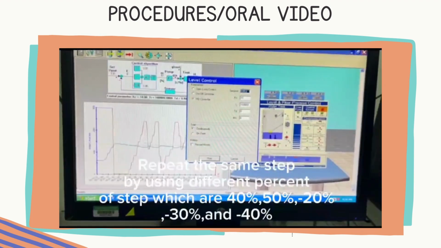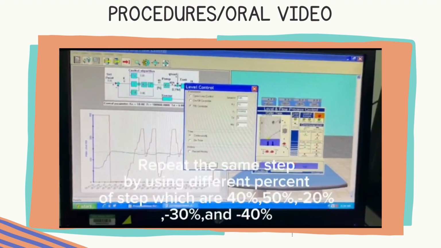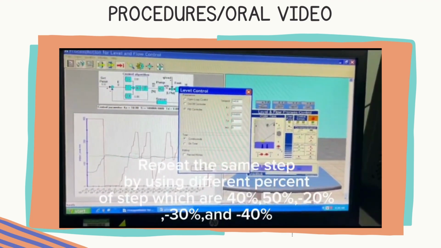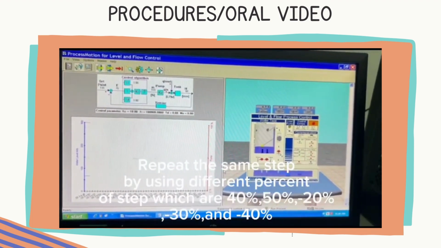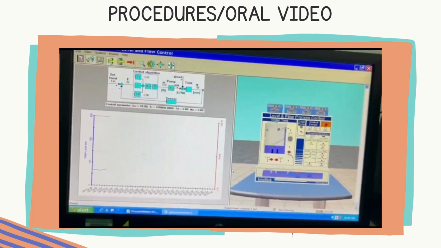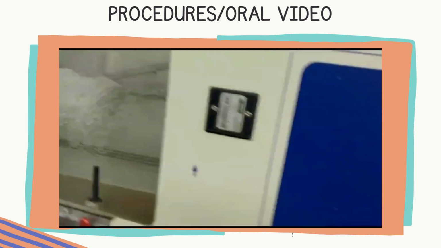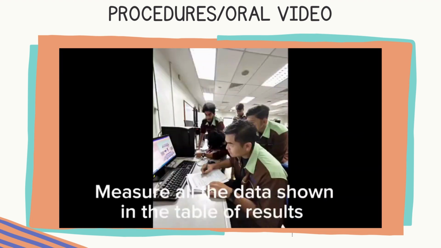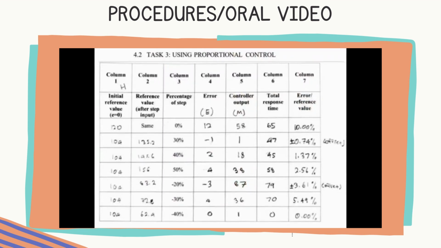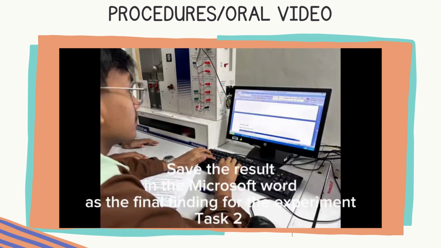Let's use the same steps with the different percentages of step, which are 40%, 50%, negative 30%, negative 30%, and the last one negative 40%, to find the values of E, M and the total response time. Make sure to record all the values of error, control output and total response in the given table. The data is collected in the computer for the findings of the experiment.